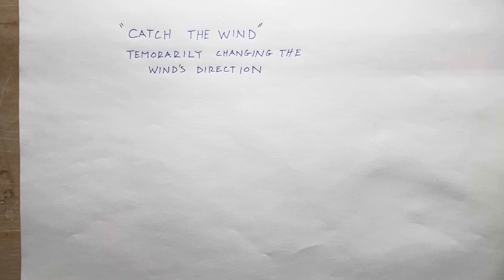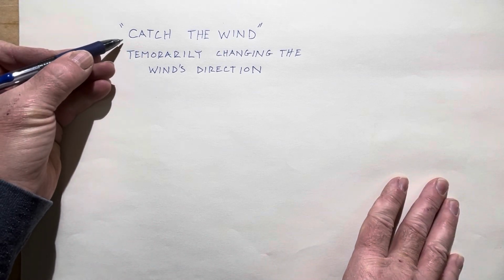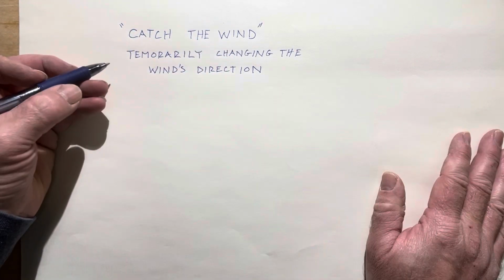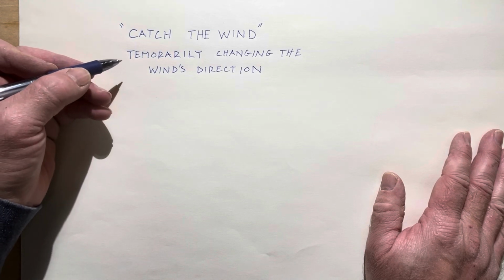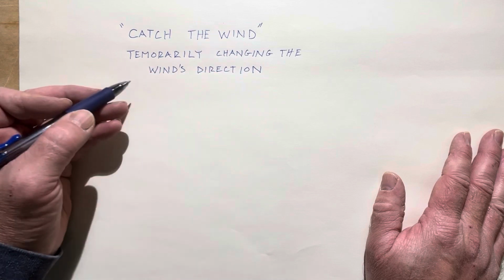Okay, first, what is the purpose of a sail? Most people have probably heard the purpose of a sail is to catch the wind. But a more accurate description of what a sail does is it temporarily changes the wind's direction.